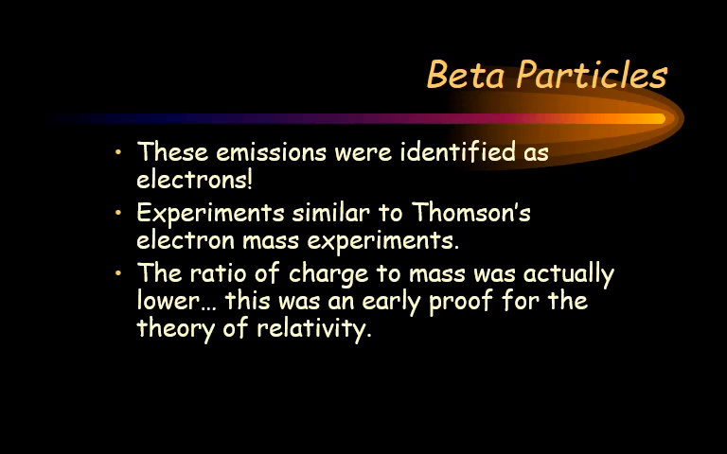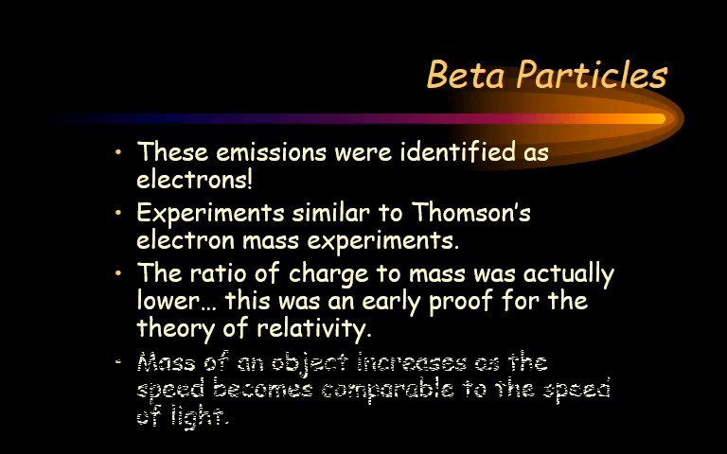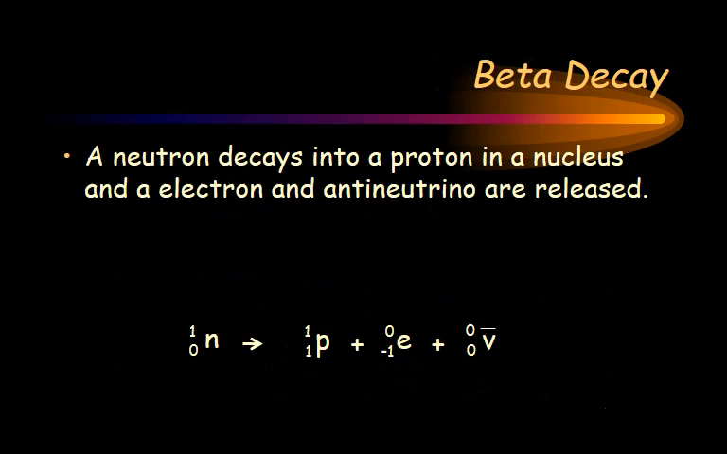so this was an early proof of Einstein's theory of relativity, where you have that discrepancy in what's going on with mass, which we'll get into in great detail. The mass of an object increases as the speed becomes comparable to the speed of light, and this was starting to be seen here with these beta particles.